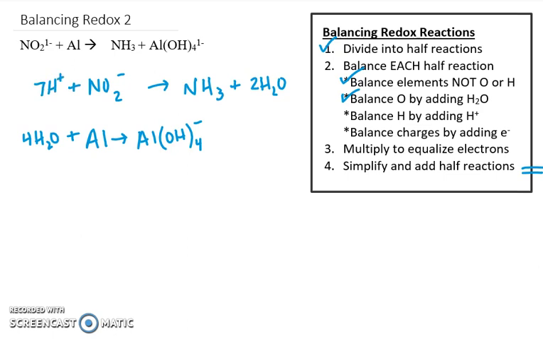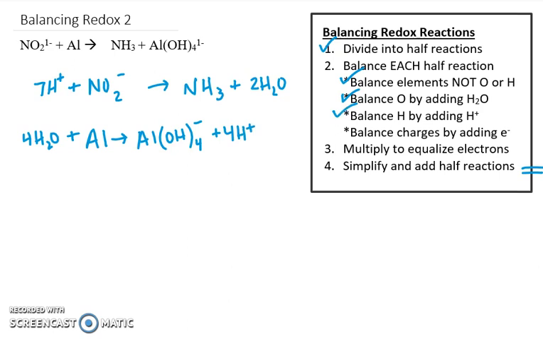For my aluminum reaction, let's add those together. For H's, I've got 8 H's on the left, and I have 4 H's on the right. So I need to add an additional 4 H's on the right-hand side. All right. Next step is balancing charge. Now this is going to be a little bit trickier.